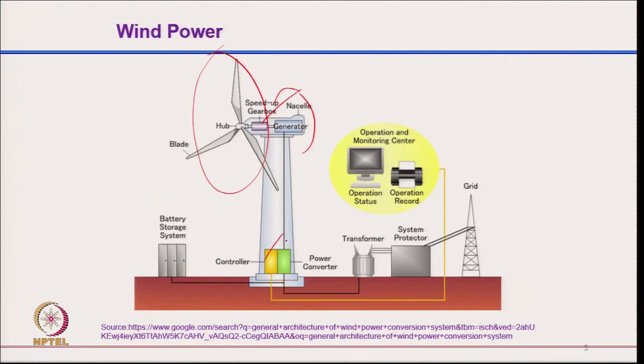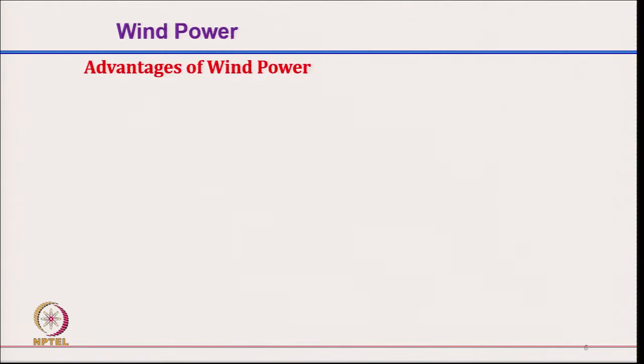And then we have a controller and power converter, which converts this variable frequency output to constant frequency, which can feed the transformer, and then with the protection it goes to the grid. And of course, sometimes, not all the time, we have a battery energy storage system for smoothing the fluctuations, typically the intermittency of the wind energy conversion system.